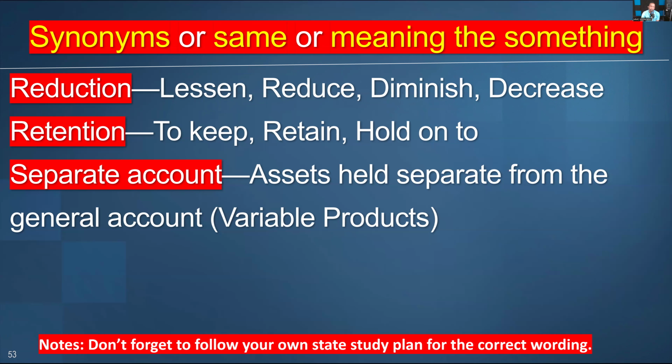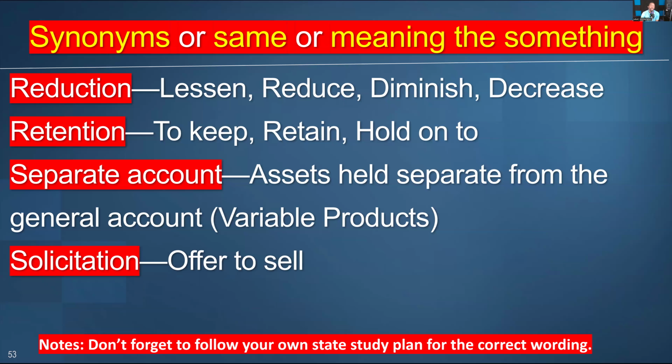And don't forget, anything that's variable, you need two licenses to sell it: a life license and a securities license. You also have to register with FINRA as the agent, and the company registers with the SEC. The SEC, FINRA, and the insurance department regulate variable products. So when somebody buys a variable product, you don't give them a buyer's guide, you give them a prospectus.